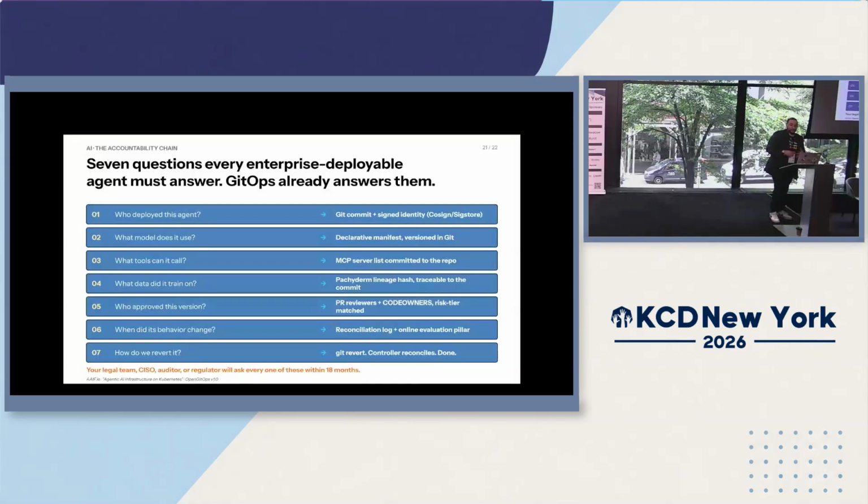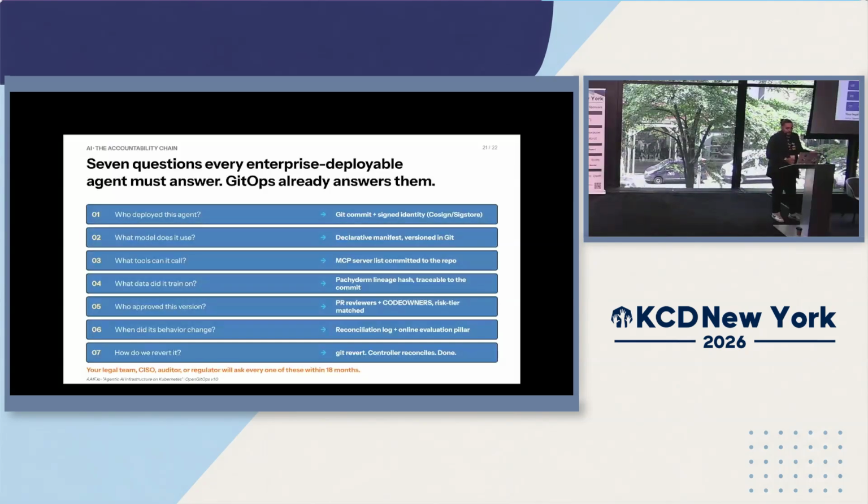So first thing: who deployed this agent? Let's take a look through the git commit and the signed identity. What model does it use? Look at the declarative manifest and its version in Git. So we can see when it was deployed and when it was changed, like someone decided to use Qwen versus using MiniMax, for example, or using Sonnet or Opus. But you get a nice trail of when these changes took place.